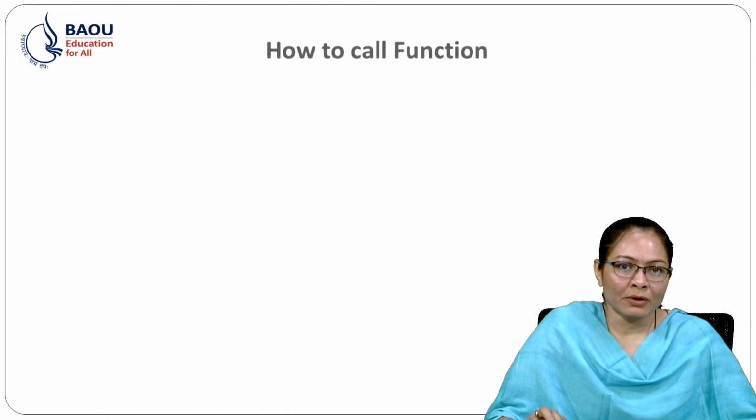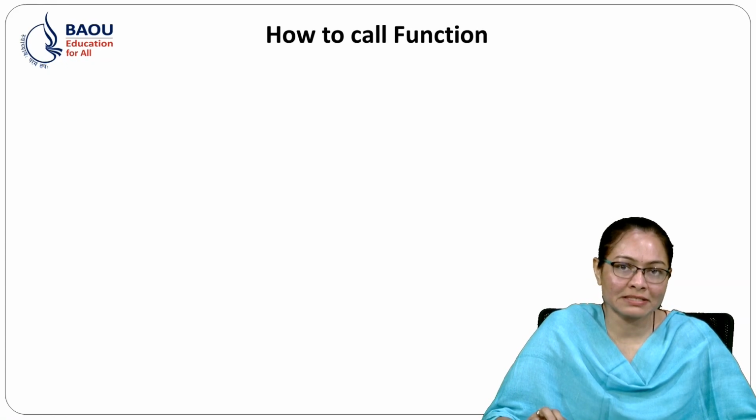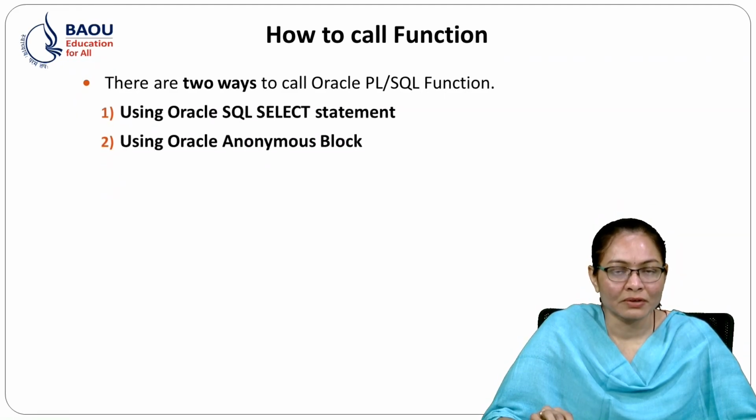Now when we compile the function, a compilation error will be generated if there is any mistake in it. But if your code is correct, then it will display "function created". Now we will execute the function using two ways. First is using the Oracle SQL select statement, and the second one is the Oracle anonymous block, that means a PLSQL block.